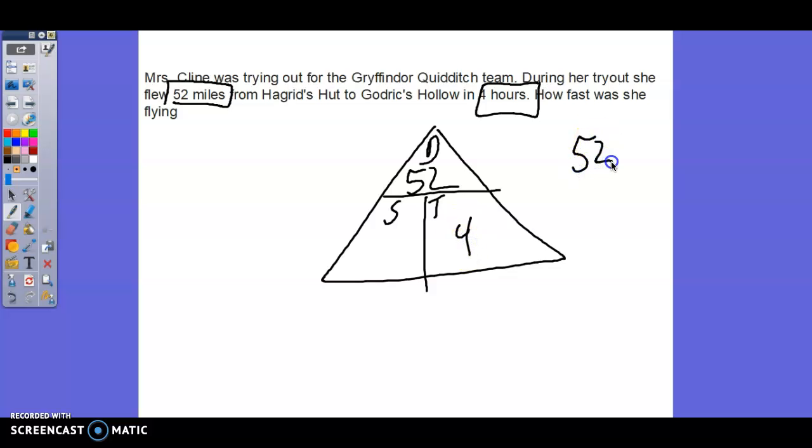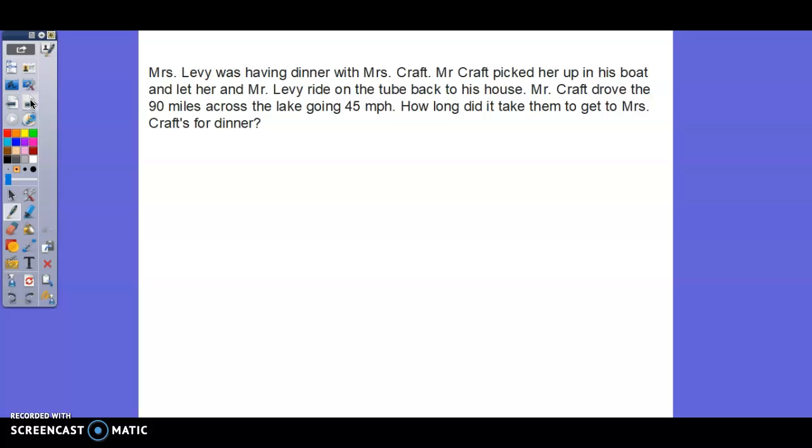I have 52 over 4, which is another way of saying 52 divided by 4. Again, I don't know my 4 into 52s because I didn't study that much when I was doing my multiplication facts. How many times does 4 go into 52 if you use your calculator? 13 is correct. 13 miles an hour. That sounds pretty fast to be on a broom, right? Maybe a little faster, I don't know.